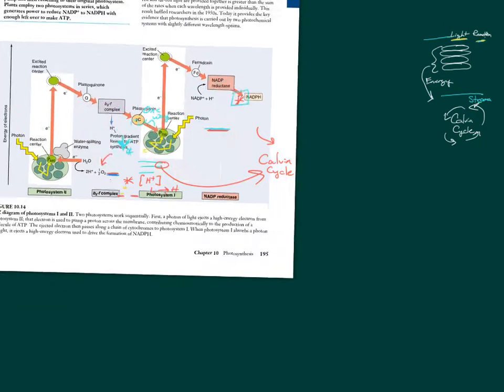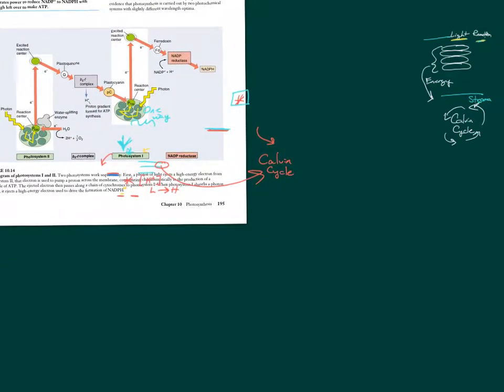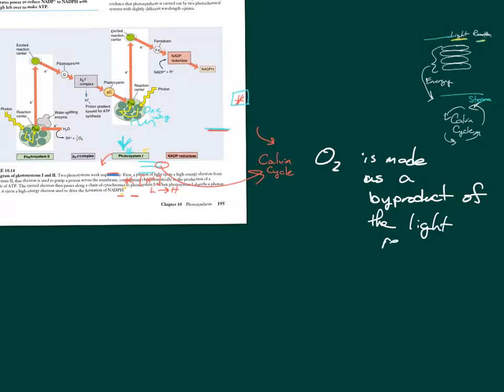What would I do if I were you? Here's what I would do if I were you. I would sit there and I would go, you know what? Oxygen is made as a byproduct. That means it's produced, but it's not really the main purpose of the reaction, right? It's a good question. Of the light reactions, then it goes into one of two places.